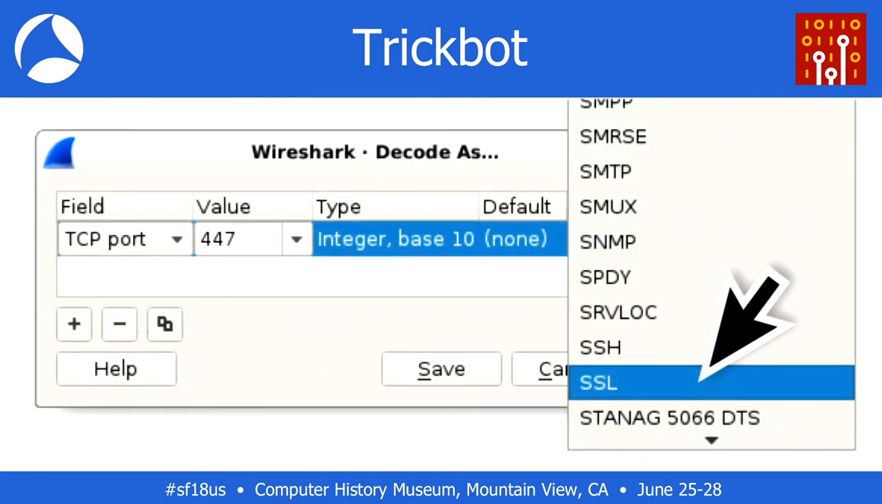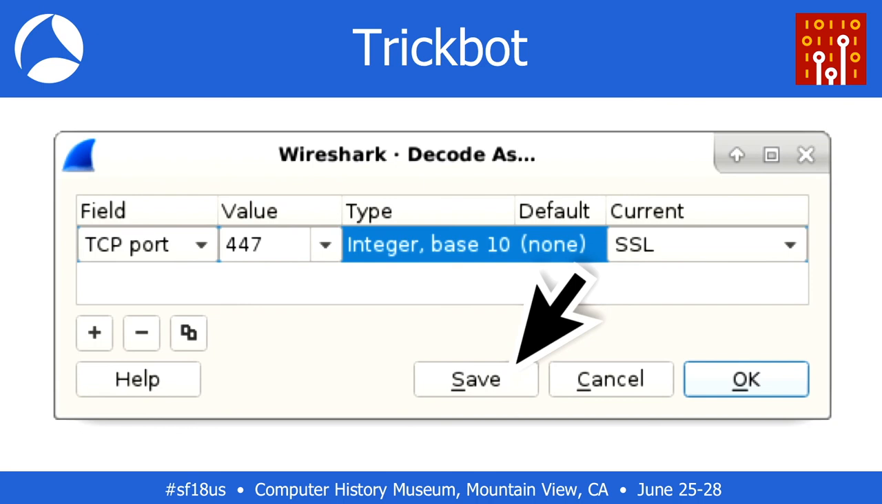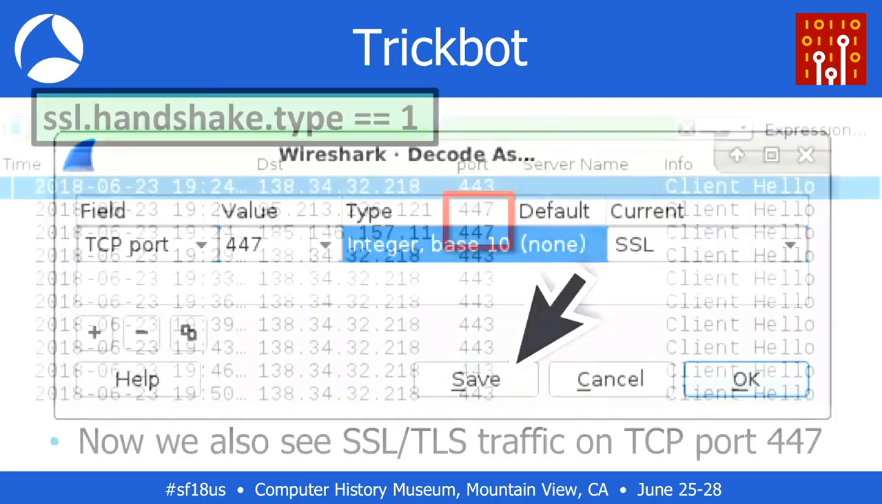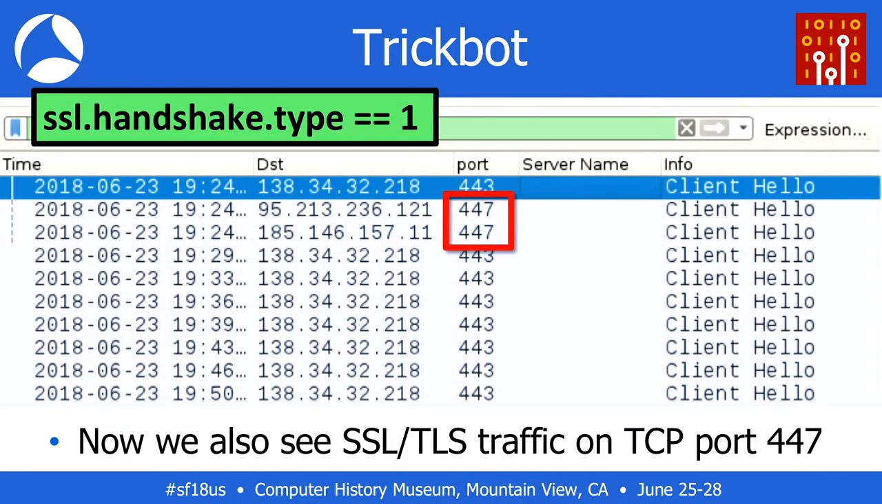You're going to go to current, pop up the menu, and scroll down to SSL. Once you do that, save it. Don't just OK, save it, and then OK. Because from what I've seen in some cases, when you click OK, and then you close Wireshark and open up another PCAP, it may not save across that. So make sure you save it so you've got it in your list. And now, when we filter on SSL handshake type, we see the port 447 traffic listed in the results.